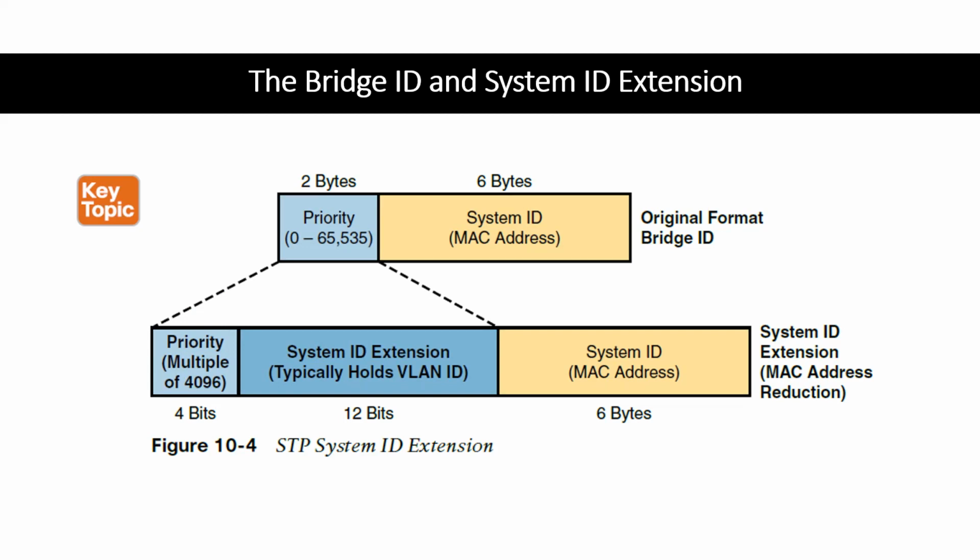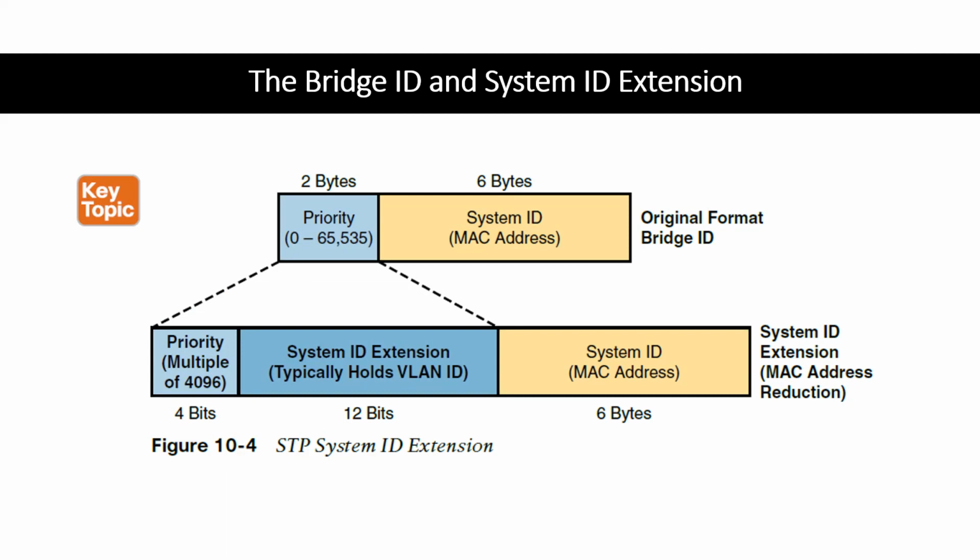These revised rules divide the original priority field into two separate fields, as we see here: a 4-bit priority field and a 12-bit subfield called the system ID extension, which represents the VLAN ID.